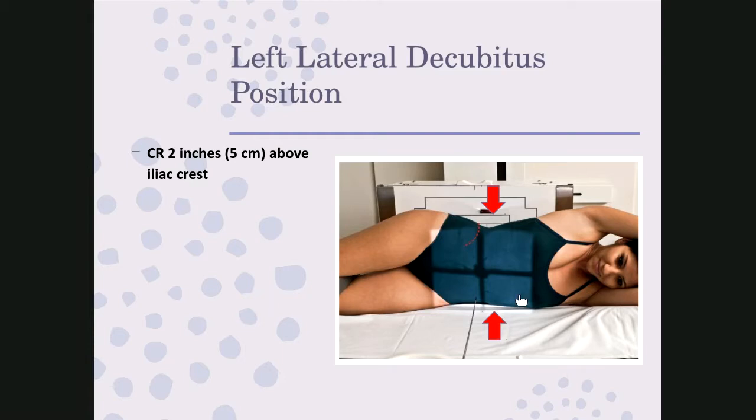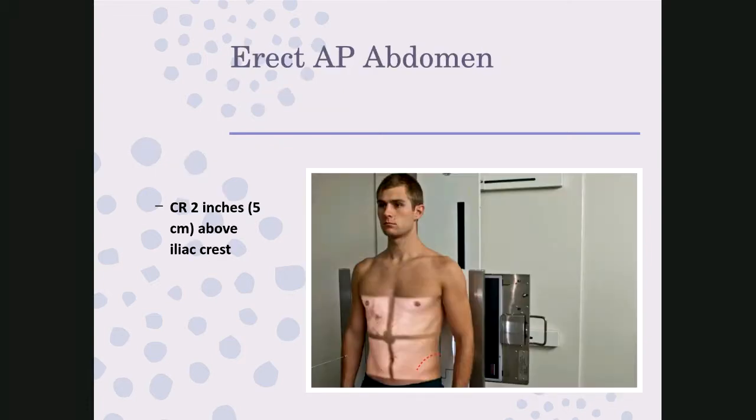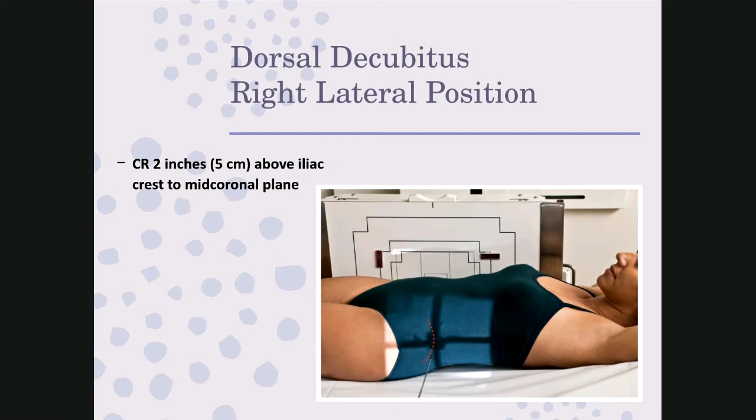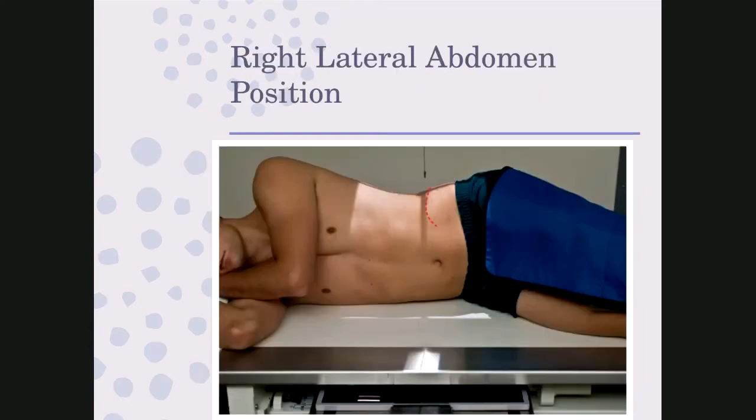Okay, so all of those we talked about, whether it's left lateral decube, an erect abdomen, a dorsal decubitus abdomen, or a lateral abdomen, if your patient does not fit on one image receptor, you would do two, but your image would start at the top to include the diaphragm.